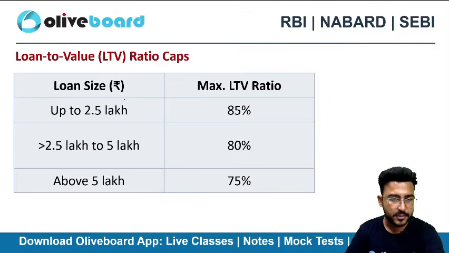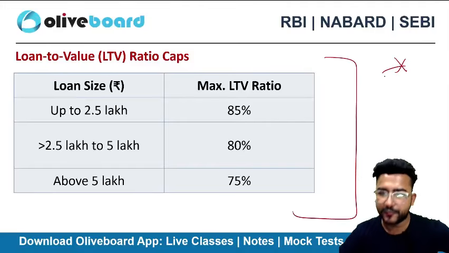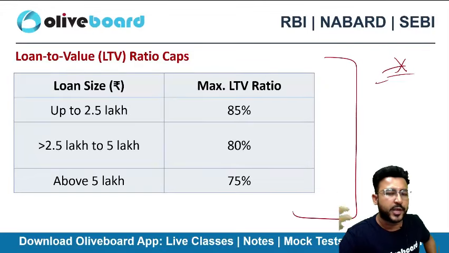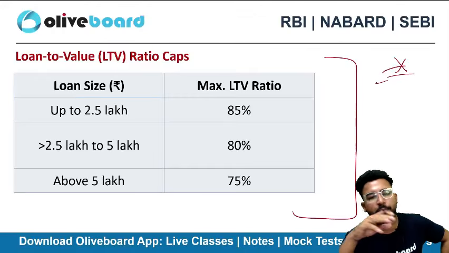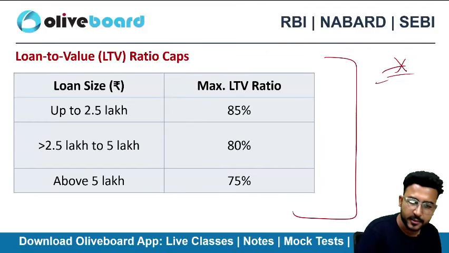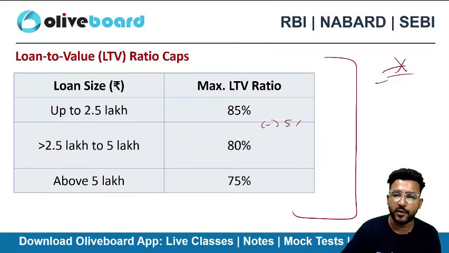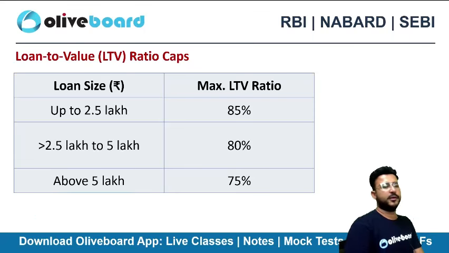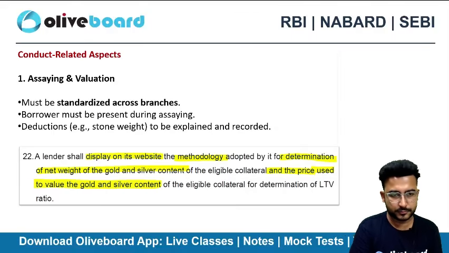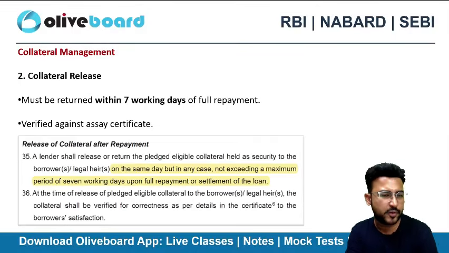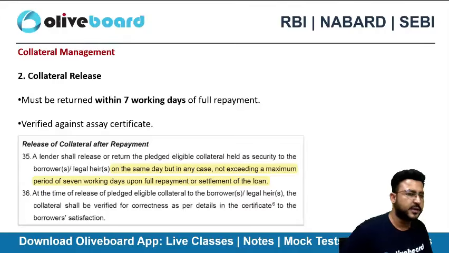Then these are the LTV caps that you need to remember for your examination purpose as well: up to 2.5 lakh, 85%. As you go up, the LTV will start going down: more than 2,50,000 to 5 lakh, 80%; above 5 lakh, 75%, right? So at every level there will be a reduction of 5%. 85, 80, 75, right? The rest of the things are more procedural.